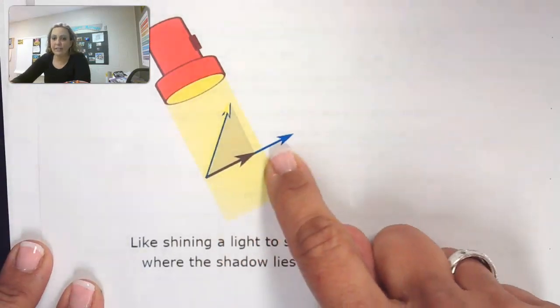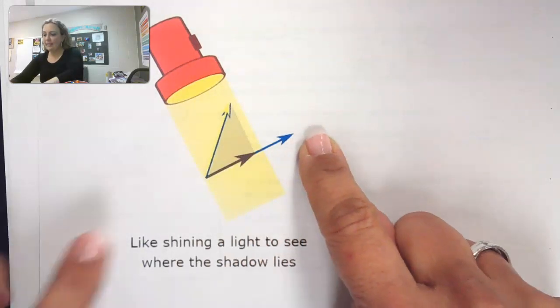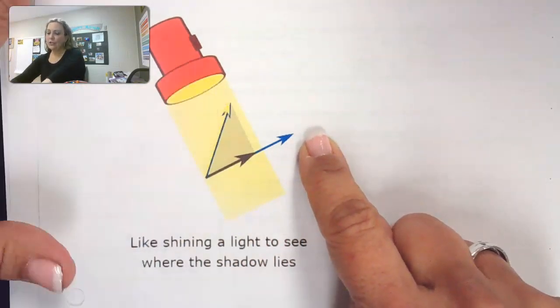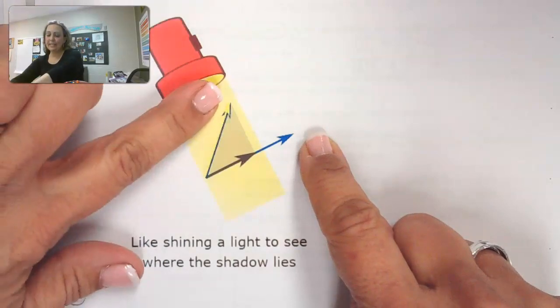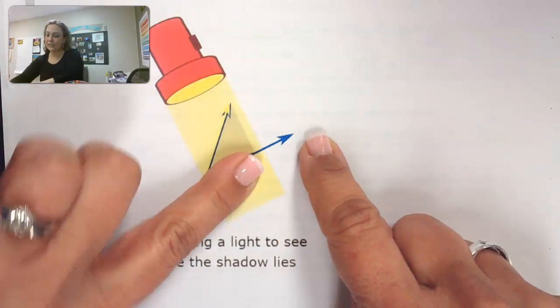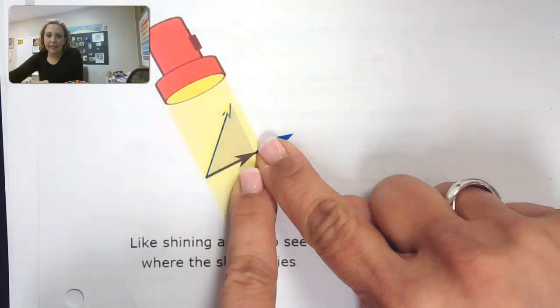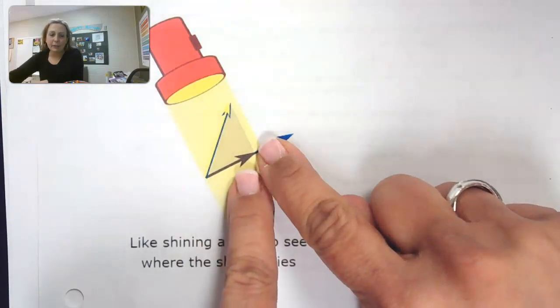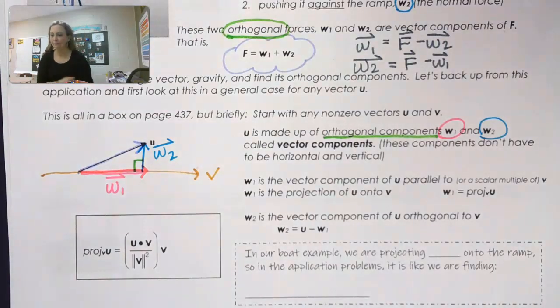This vector here is our vector v. This is our vector u. We're shining the flashlight and projecting vector u onto vector v, and that's what we get right here. This piece is our W1 component. Okay, that's kind of what we're doing there.